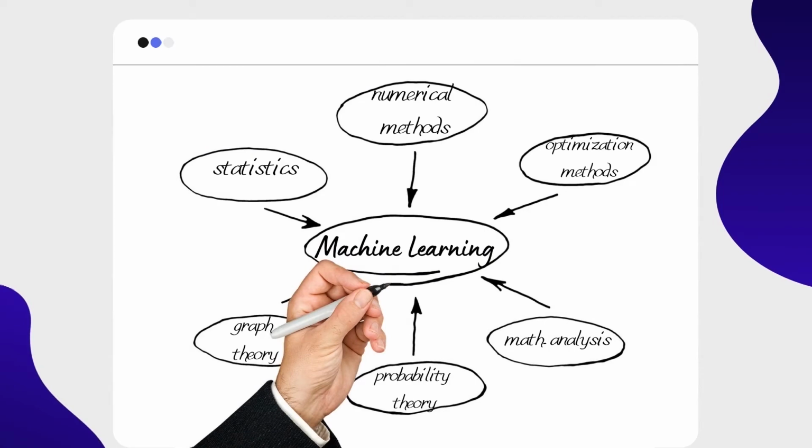Machine learning is about extracting knowledge from data. It uses mathematical statistics, numerical methods, mathematical analysis, optimization methods, probability theory, graph theory, and various techniques for working with data in digital form. The goal of ML is to design algorithms that imitate the way humans learn, gradually improving their accuracy.